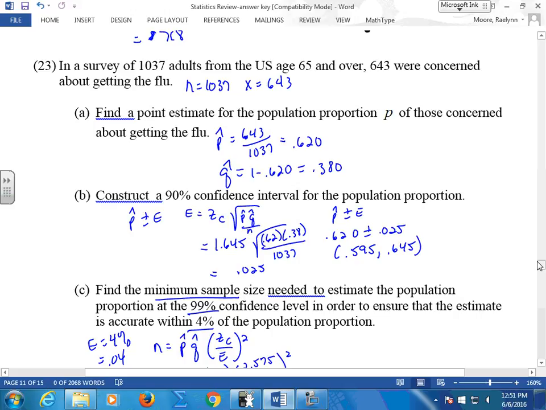Now, how do I know this is a proportion? Because it says, find the point estimate for the population proportion. Proportion, I look up my sheet under confidence interval, and I see proportion. X over N. It's right on there. So X over N. Find your P hat. Find your Q hat, 1 minus that. Construct a 99% or 90% confidence interval for the population proportion.